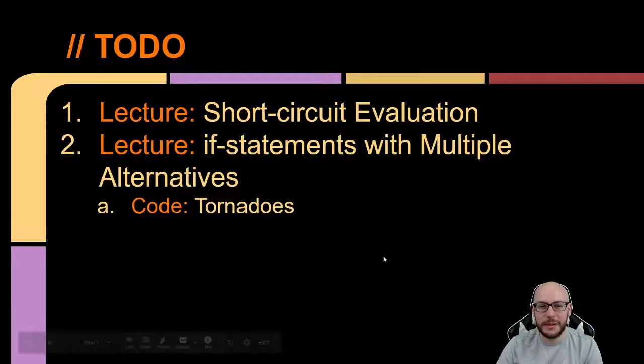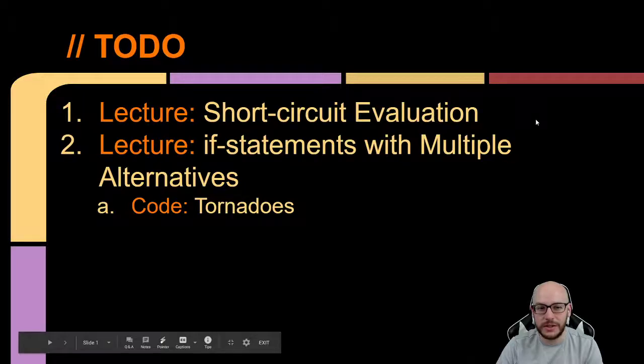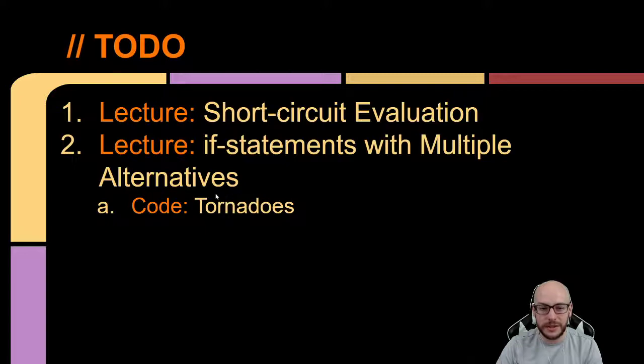In this video, we'll be talking about something called short circuit evaluation. And then we'll look at if statements with multiple alternatives. That'll lead us into coding something called tornadoes or hurricanes, depending on your choice.